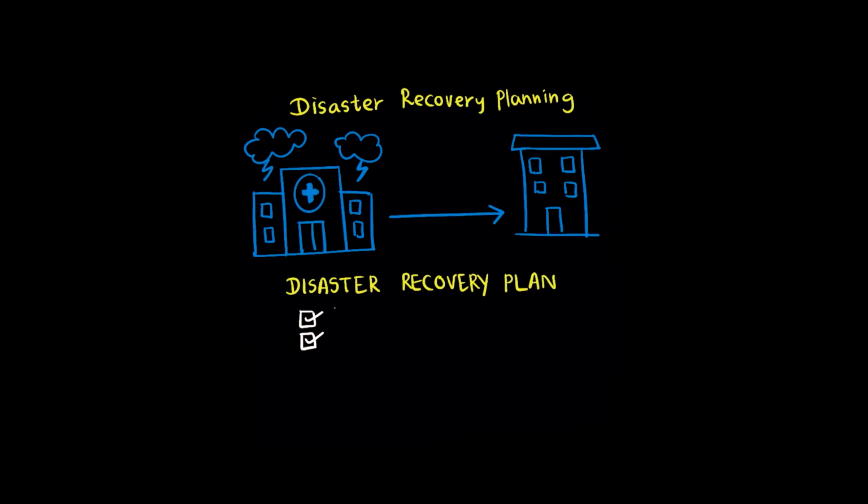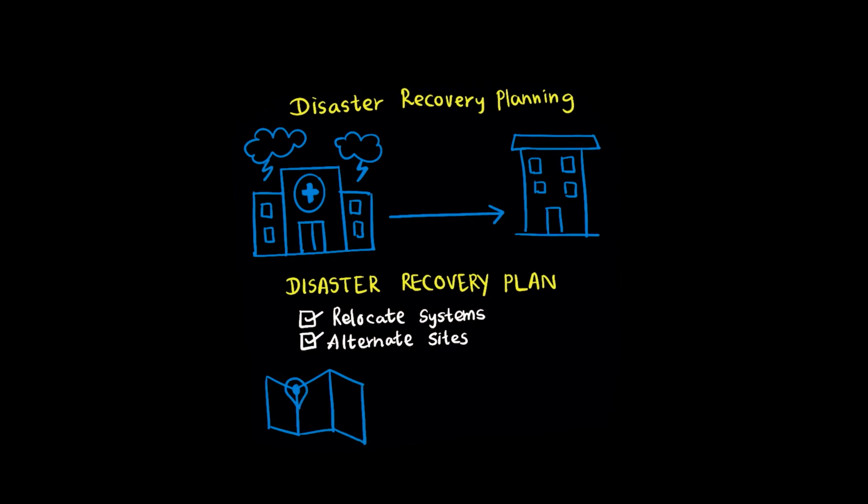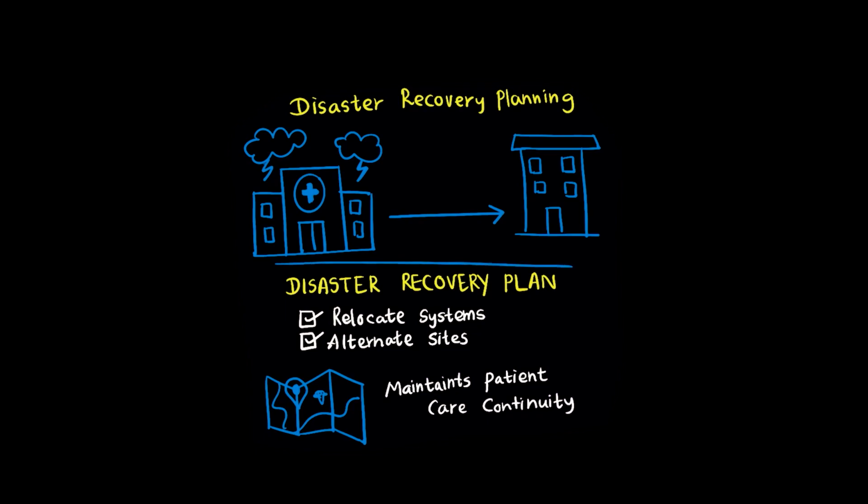The disaster recovery plan details exactly how to relocate systems, what priorities to follow, which alternate sites to use, and who is responsible for each step. It's not about privacy rules or risk analysis, which serve different purposes in healthcare operations. The disaster recovery plan is your roadmap for maintaining operations when normal systems are compromised, ensuring patient care continues even when primary facilities are unavailable.